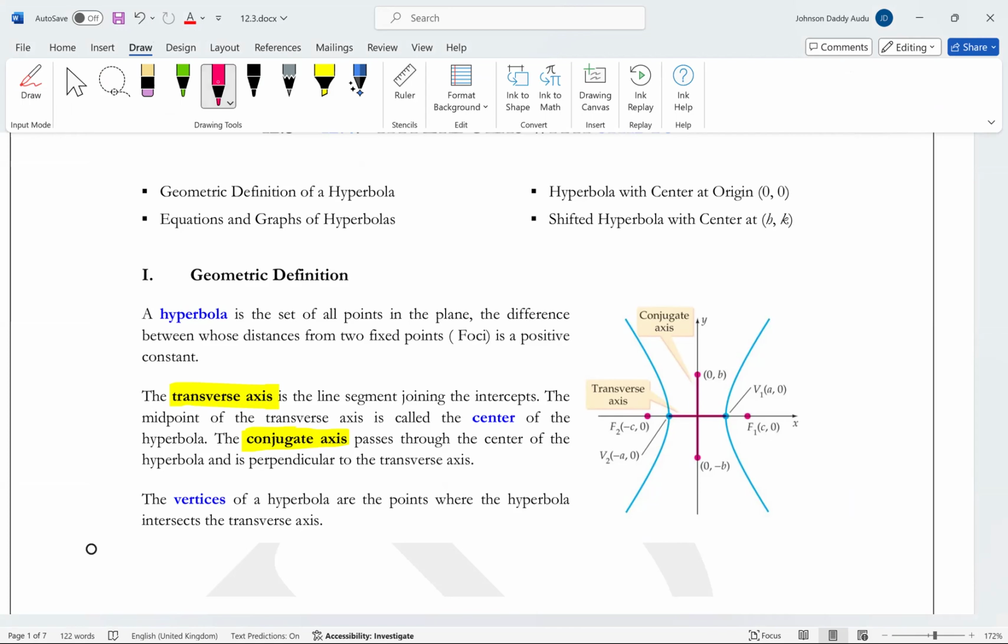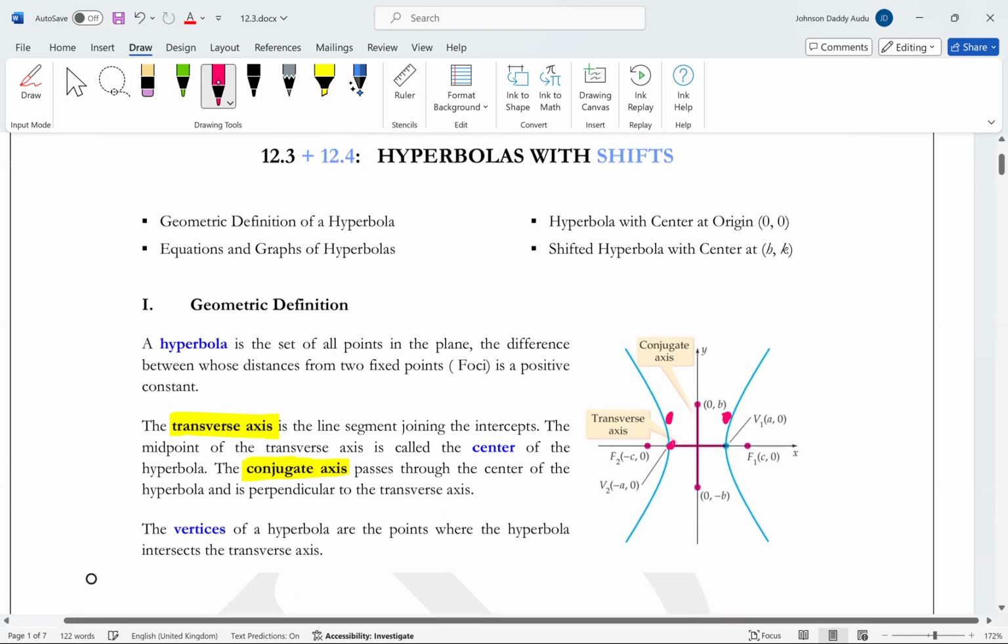What do we mean by intercept? For example, in this case, this is a hyperbola. We will discuss what type of hyperbola this is. Now, you see these two curves. These are the intercepts here. The intercept simply means where the curve cuts the axis. You can see in this case, it cuts the x-axis. So the transverse axis is this line, from here to here. In this case, our transverse axis is the x-axis.